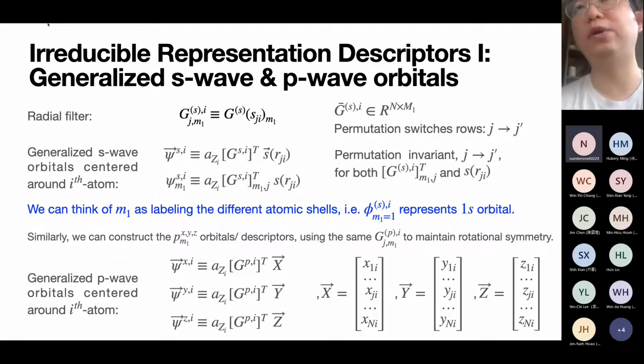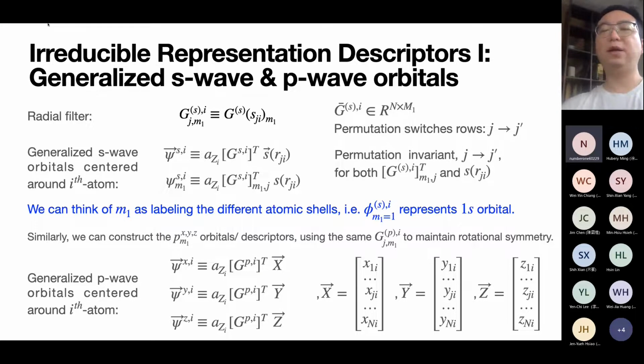But then we need to feed it into a neural network. We feed it in a neural network, and this is represented by the matrix GSI. So what does GSI mean? GSI means it's the S wave matrix that will transform these radial functions or radial information into what we call a generalized S-wave orbital, psi Si. And then this information is centered at the atom I. And all the interatomic pair information is captured in Rij.